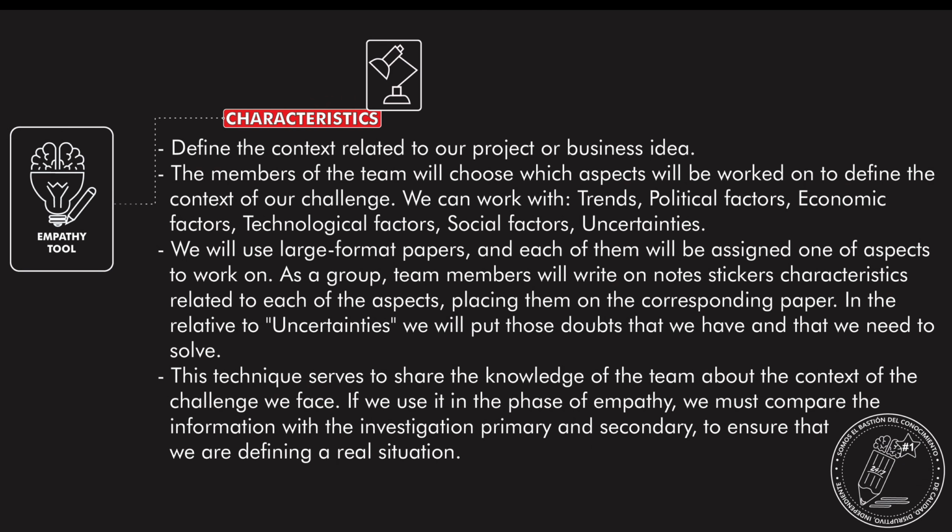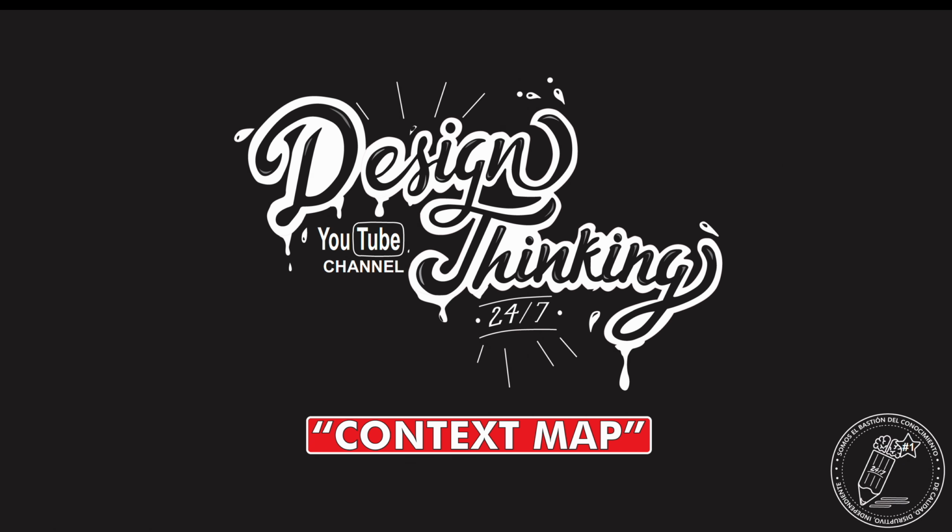As a group, team members will write on sticky notes characteristics related to each of the aspects, placing them on the corresponding paper, with a section for uncertainties. We will put those doubts that we have and what we need to solve. This technique serves to share the knowledge of the team about the context of the challenge we face, and if we use it, the phase of empathy and, of course, defining the situation.